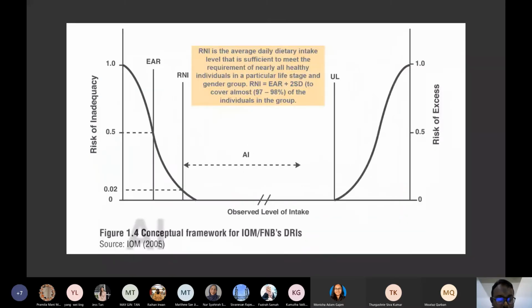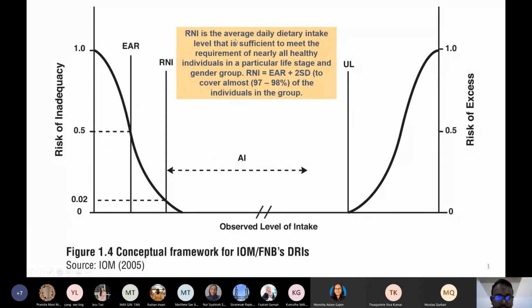The next slide will show you the definition of RNI. RNI is the average daily dietary intake level that is sufficient to meet requirement of nearly all healthy individuals in a particular life stage. So this must be according to specific life stage and gender, okay, and nearly all healthy individuals in a particular life stage and gender group. So RNI is equal to EAR plus 2 standard deviation to cover almost 97% to 98% of the individuals in the group.